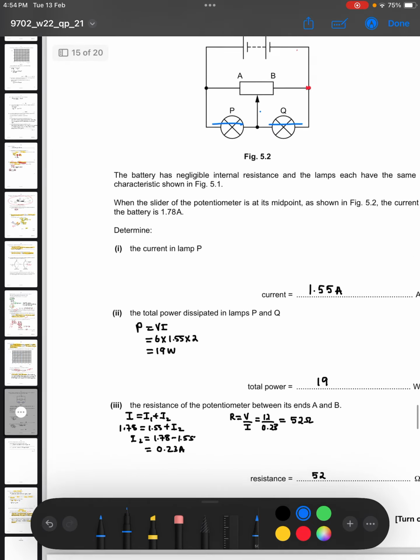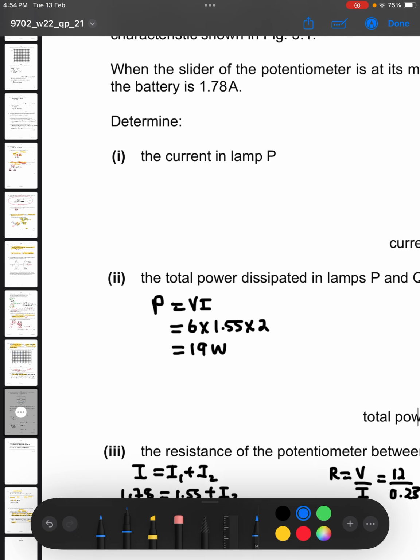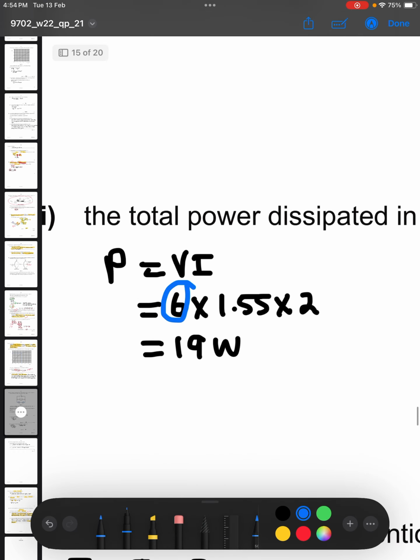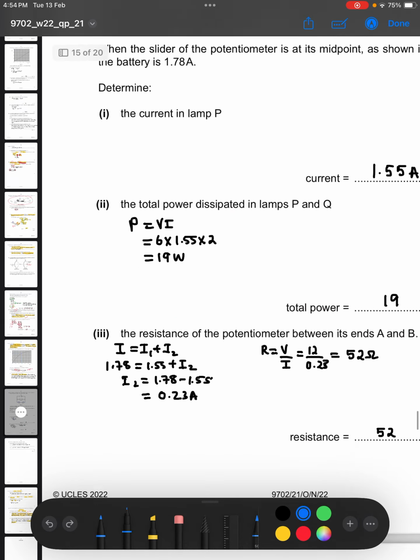Power, we know the voltage across the lamps, we know the current through the lamps. The voltage across each lamp is 6, and the current through each lamp is 1.55. So VI then multiplied by 2, since there are 2 of them, the lamps, then that will give us the power dissipated in both the lamps.